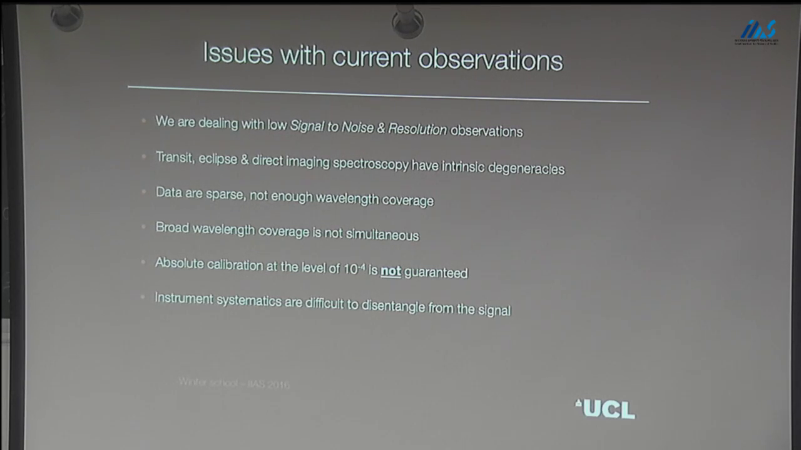I think the bottleneck today is the fact that instrument systematics are really difficult to disentangle from the signal. So we are more limited by the systematics than by the number of photons that we have.